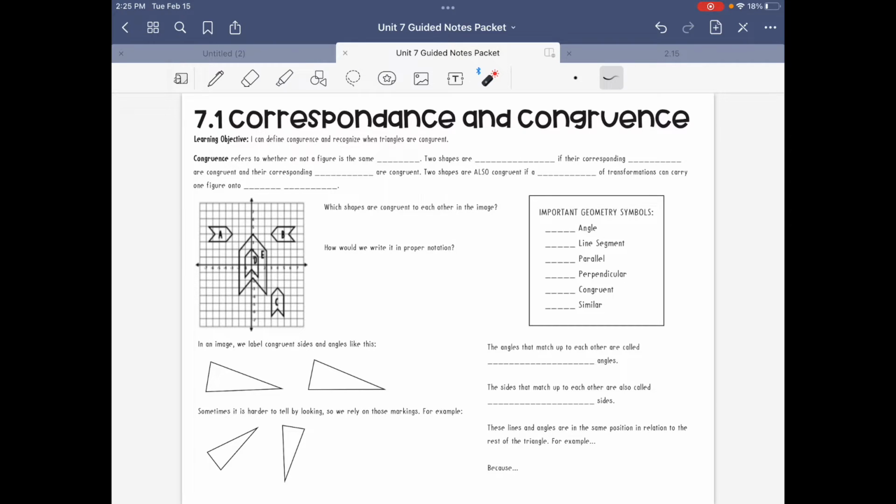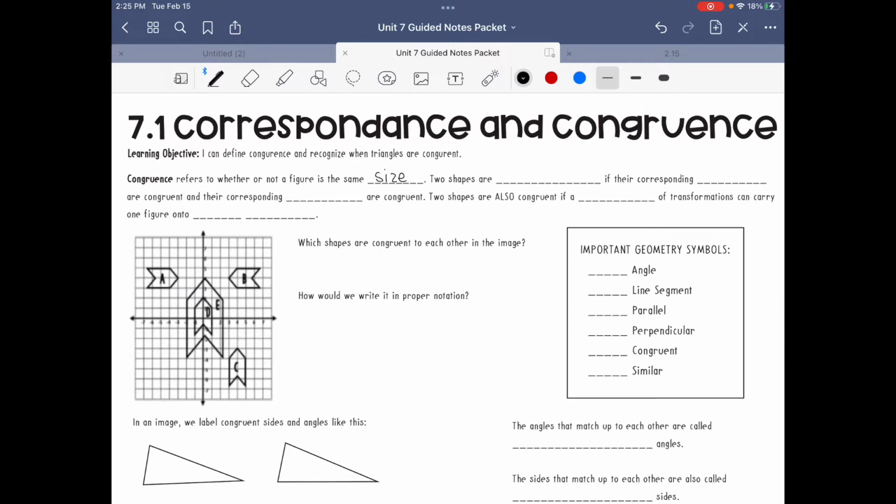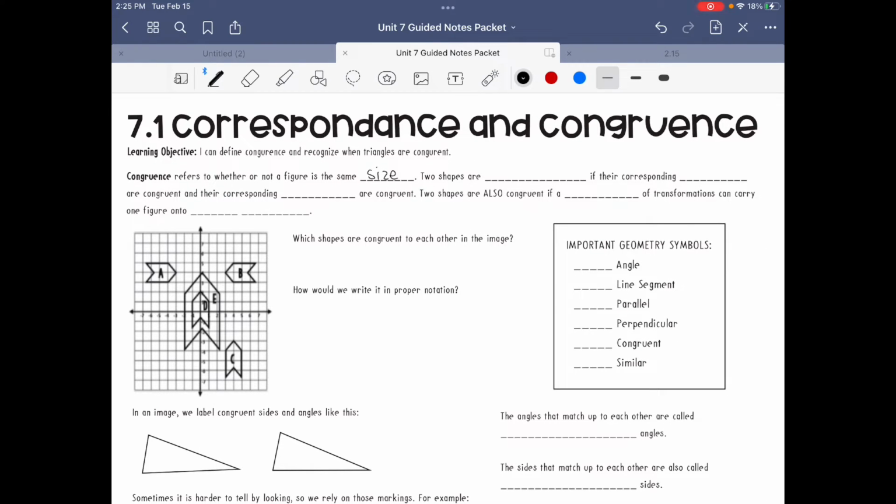This is a word that we did talk about last unit, so hopefully you remember it. Congruence refers to whether or not a figure is the same size. Two shapes are congruent if they're equal, and their corresponding angles are congruent and their corresponding sides are congruent. We're going to come back to this one in a minute. So that is basically an 8th grade definition of congruency.